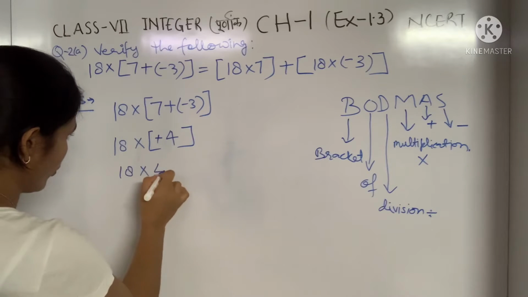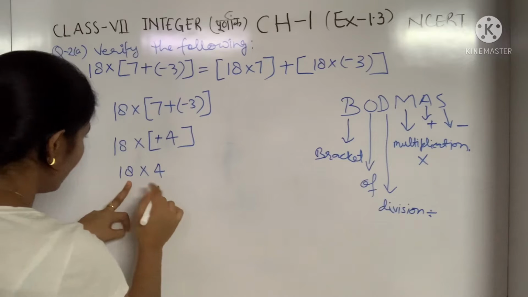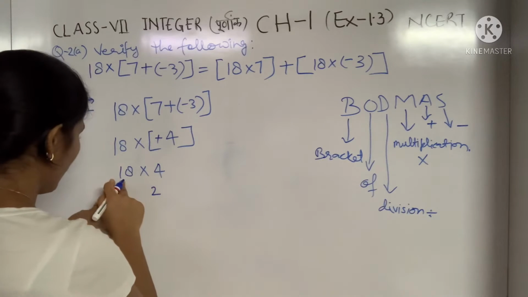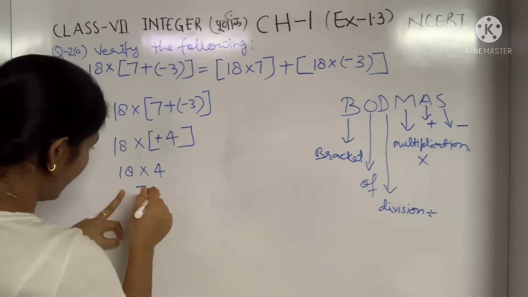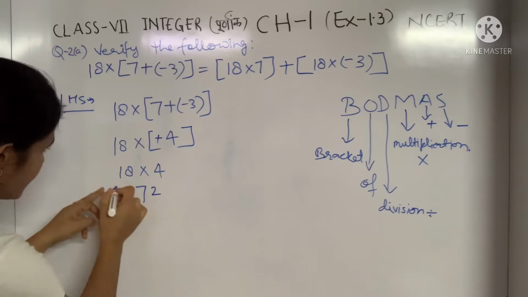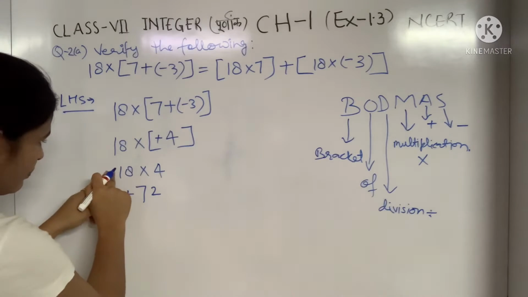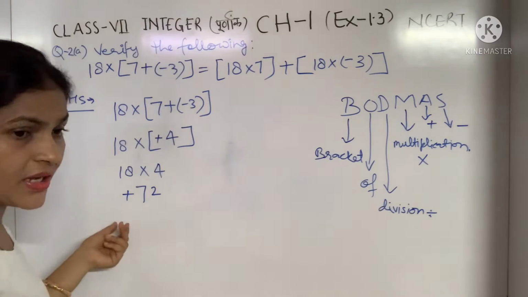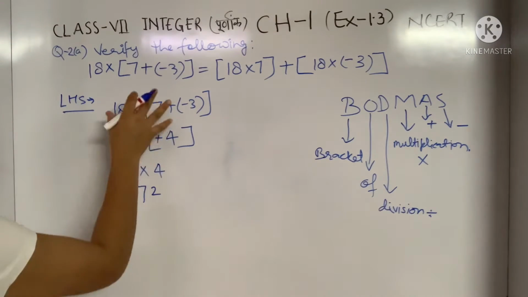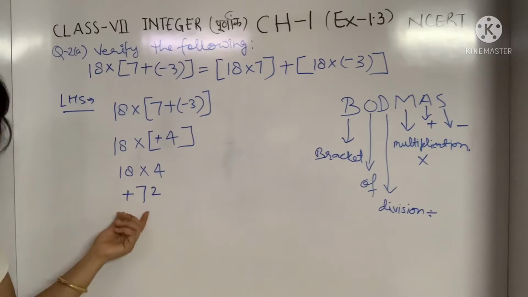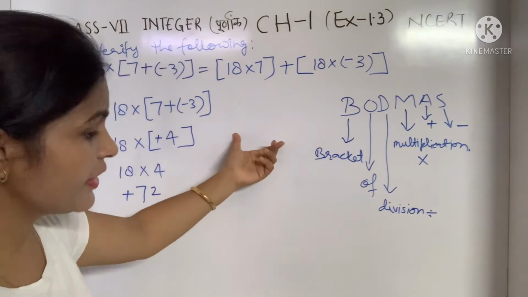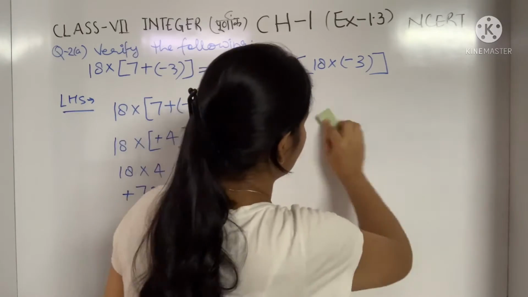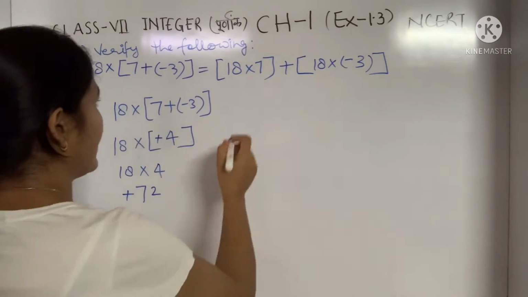18 multiplied by 4: 8 fours are 32, 2 and carry 3, and 1 four is 4, and 3 makes 7. It will become 72 and it has a plus sign because both have a plus sign. After multiplication it gives plus 72. So in the left hand side we get plus 72. In the same way we have to solve the right hand side and check the answer. I remove this BODMAS.